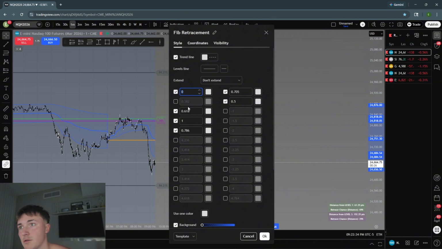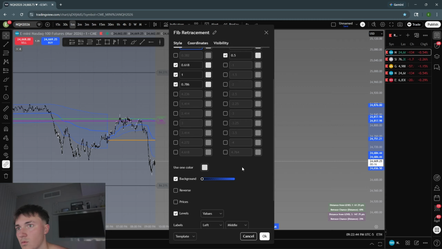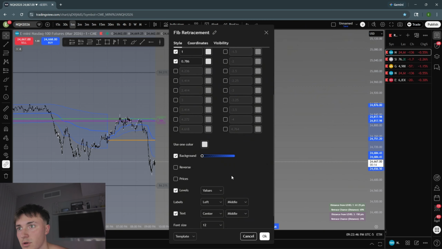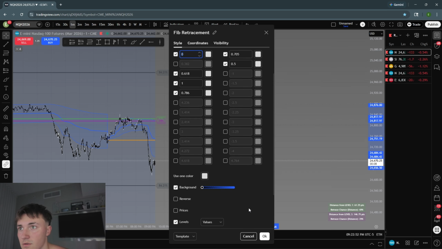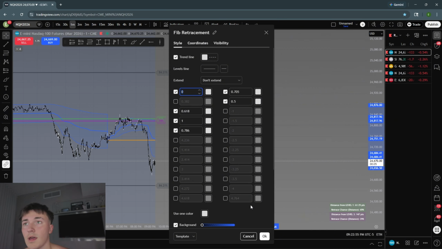I have 0, 618, 1, 786, 705, and 0.5, all in white. I have the lines on 1 opacity, I think, so it's pretty small. I have the background turned off. I have the prices turned off. I just have the levels on here. Font size 12. So you guys can pause the video and change your settings if you please. Or you can change them to whatever color you want.